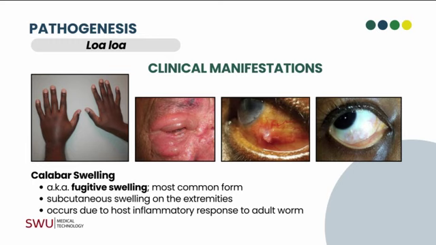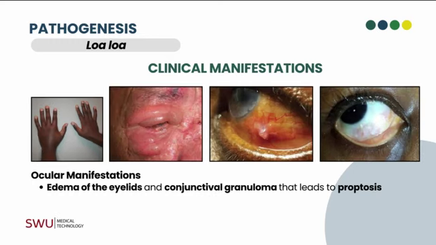Now, aside from the calabar swelling, other manifestation is in the form of ocular manifestations. So once the adult worms are able to reach the subconjunctival tissues, that's the time that it causes manifestations in the eyes. So the edema of the eyelids and the conjunctival granuloma, this can lead to proptosis.